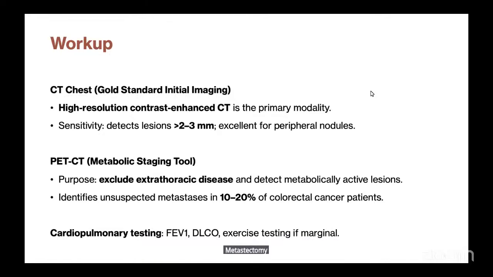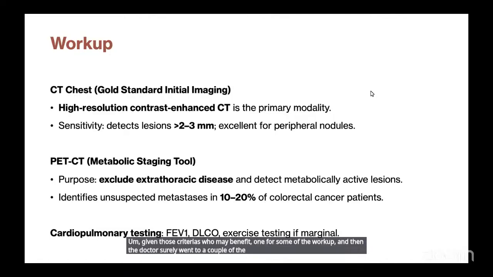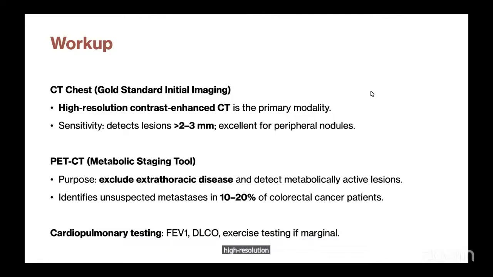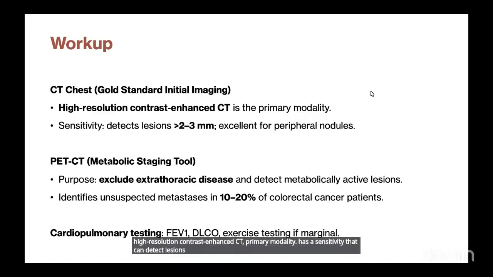So you've identified a patient who has pulmonary mets, and you're wondering, given those criteria, is this a patient who may benefit? Some of the workup: I just mentioned again, CT chest, high resolution contrast enhanced CT, the primary modality, has a sensitivity that can detect lesions just about 2 to 3 millimeters or more. Excellent for peripheral nodules. PET-CT, of course, is important in terms of excluding extrathoracic disease and detecting metabolically active lesions. And the PET-CT can identify unsuspected metastases in 10 to 20% of colorectal cancer patients.